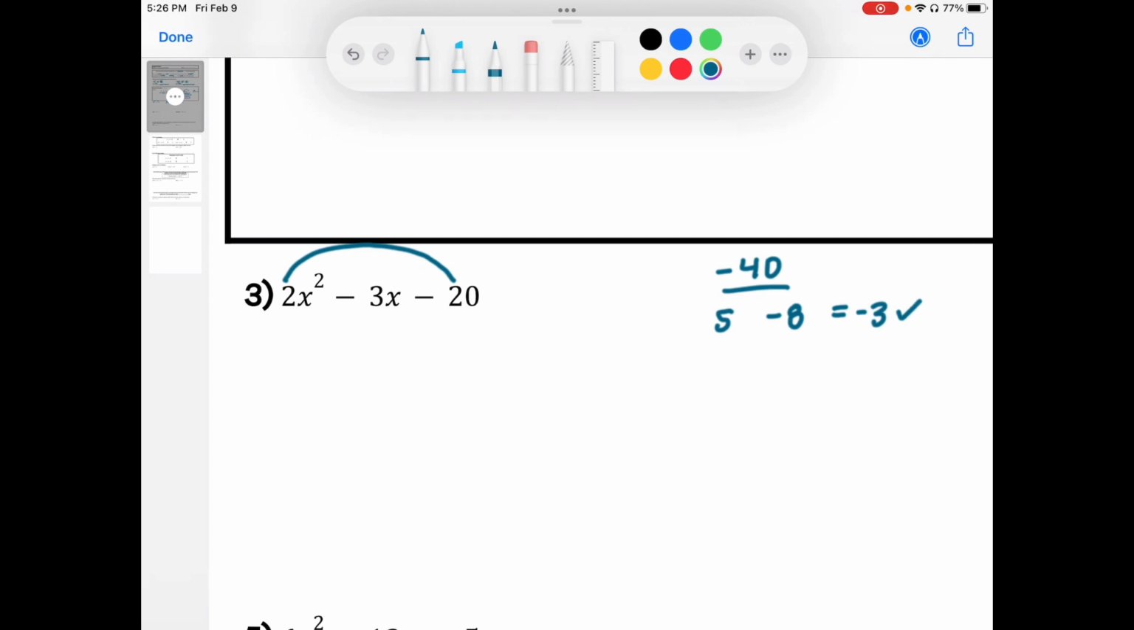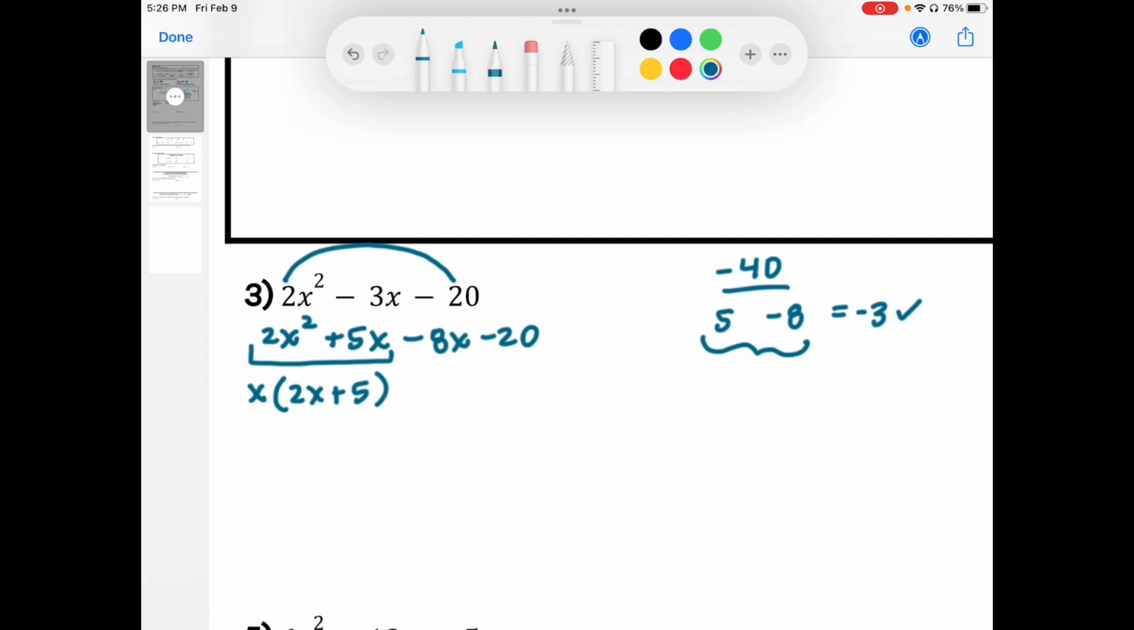And we have to do grouping since a is not 1. So we're going to have 2x squared plus 5x minus 8x minus 20. So remember, we're just replacing that middle term with the two numbers we found over here. All right, and then we're going to find a GCF between the first two. In this case, it's just going to be x. So we're going to have 2x plus 5 left over.